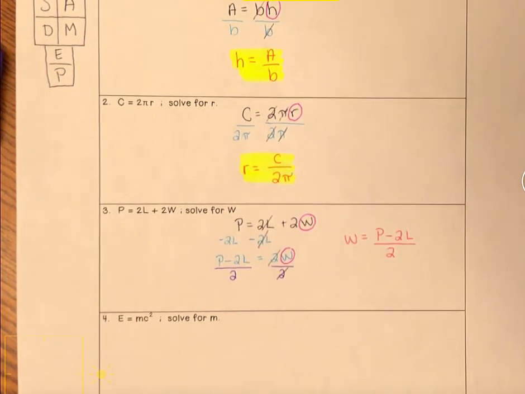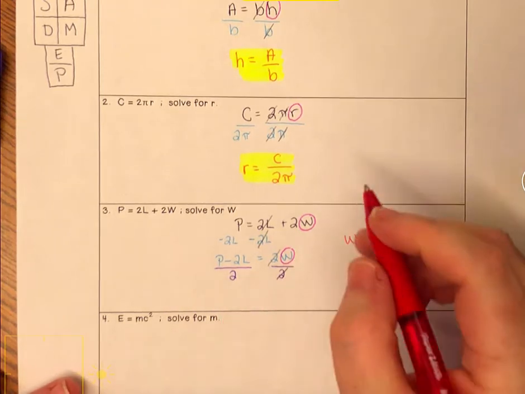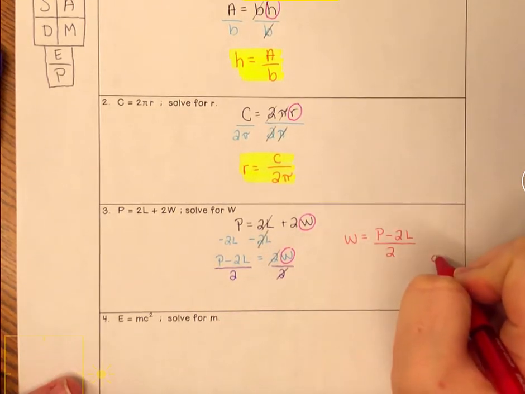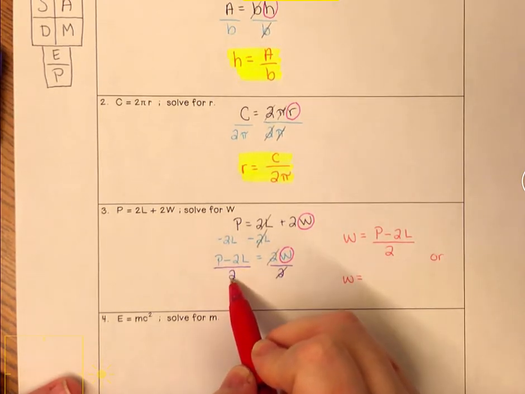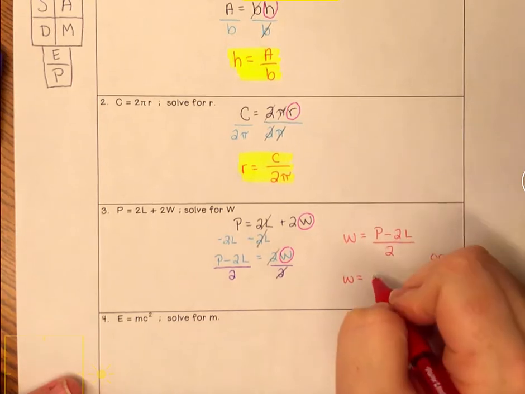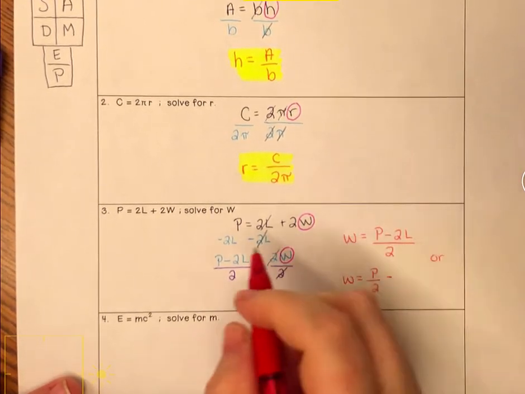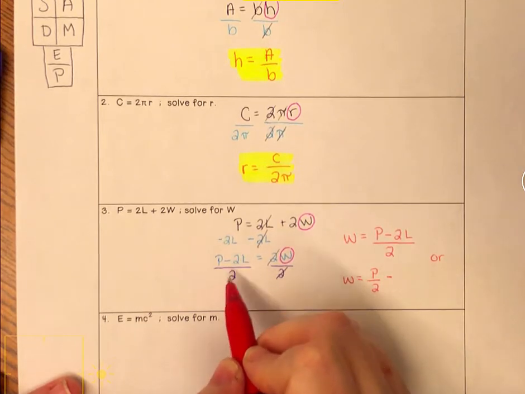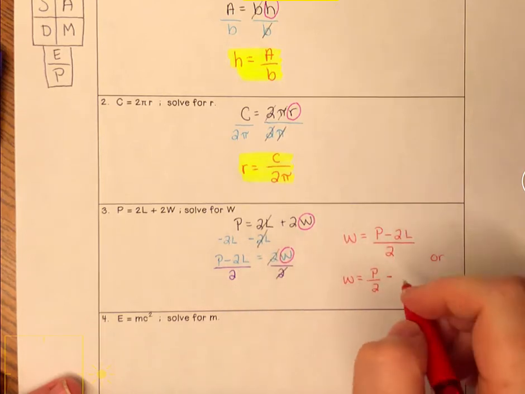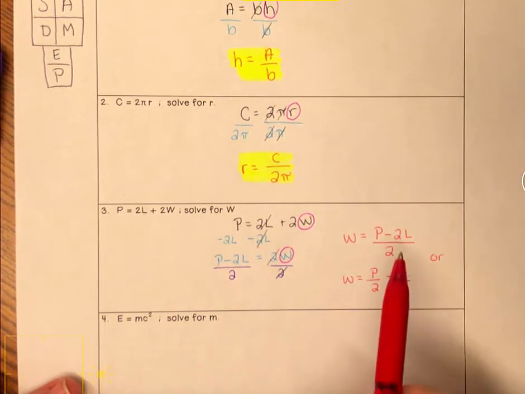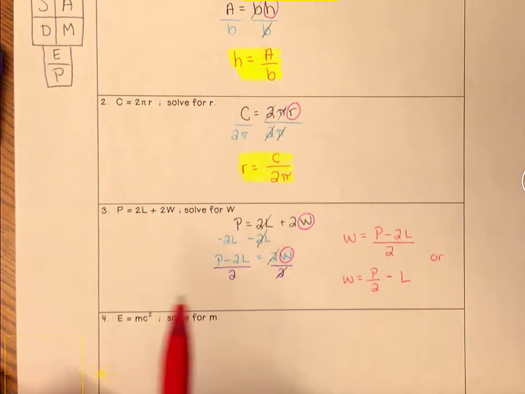Now, there is another way of looking at this. Because we divided everything by 2, I can see this as W equals P divided by 2, which does not simplify, minus 2L divided by 2, which becomes just L. Sometimes it's easier to write it as just all over 2 instead of trying to simplify it out.